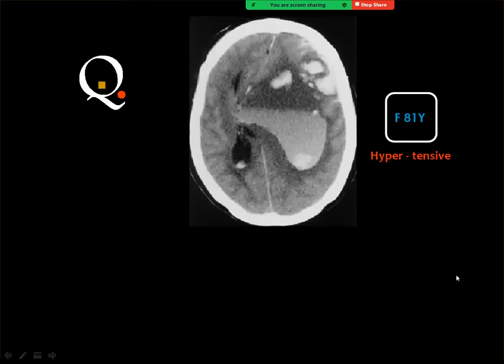This is the first case of a female patient, 81 years old. She is hypertensive, presented by coma.